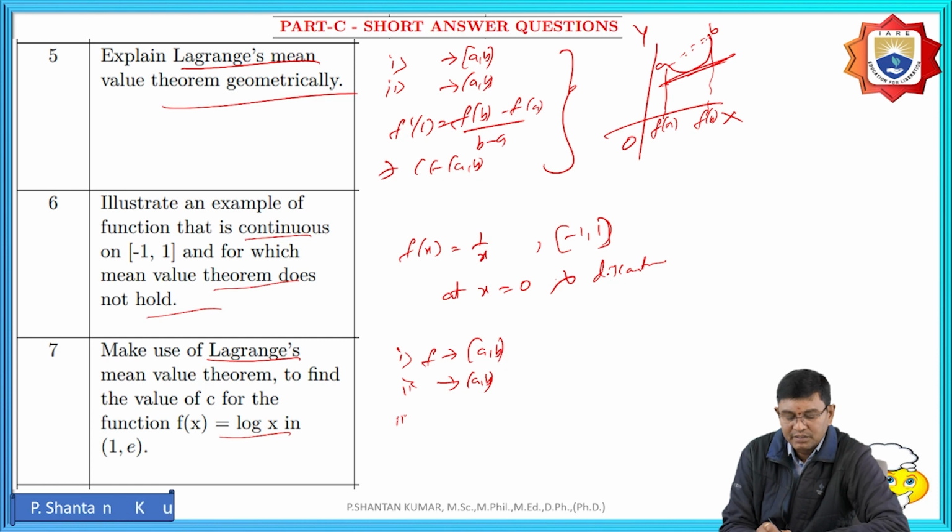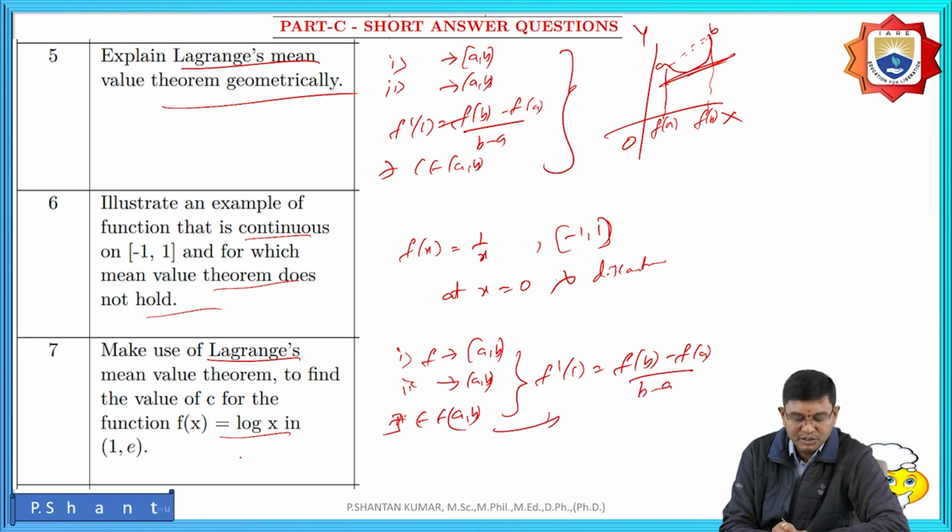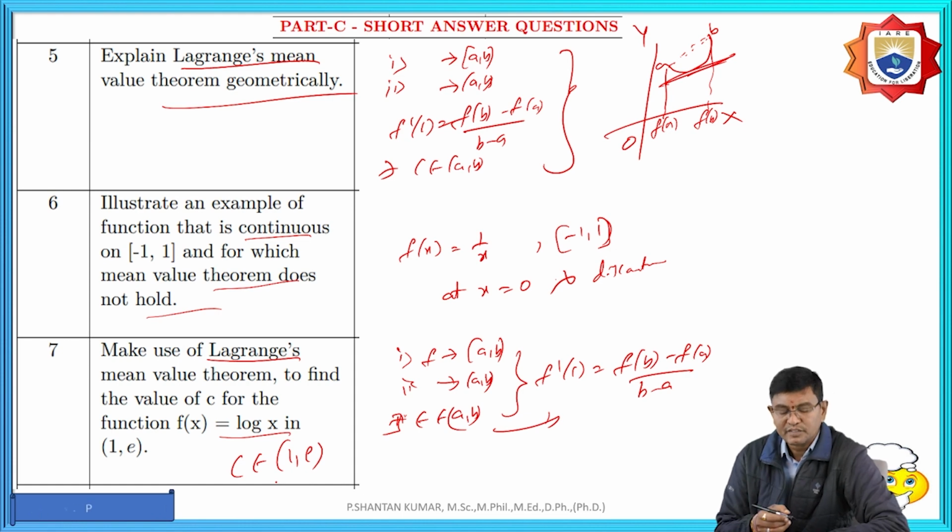The third condition: then there exists c belongs to (a, b) such that f dash of c is equal to (f of b minus f of a) by (b minus a). We need to find out the c, which lies in between 1 comma e, as a value. Here e is nothing but a value that lies in between 2 comma 3.